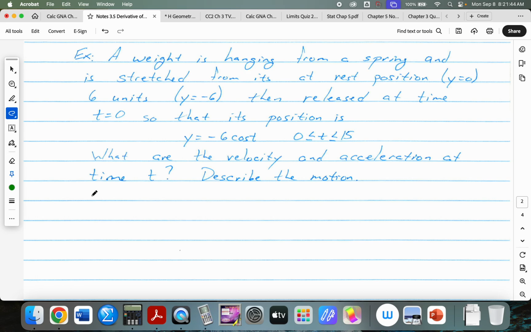So we have the position function, so the velocity function will be the derivative of that. So it'll be -6 times the derivative of cosine, which is negative sine t, which is equal to 6 sine of t. And the acceleration is going to be the derivative of the 6 sine t, so that'll be 6 cosine t.